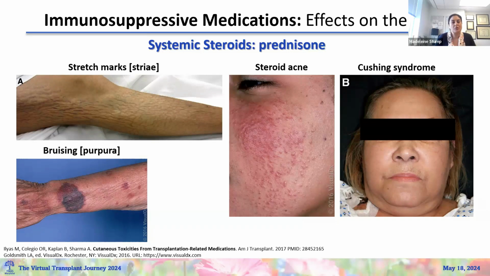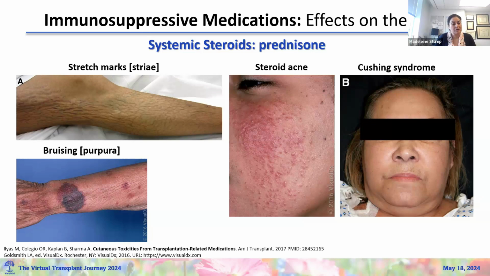And some of the most common ones include skin fragility that is manifested as stretch marks, or we call them striae in medical terms, bruising, we call purpura, also acne forms, and cushingoid changes of the skin are seen. These are all due to the fact that steroids will inhibit the synthesis of collagen in the skin, and also will decrease the proliferation of fibroblasts.